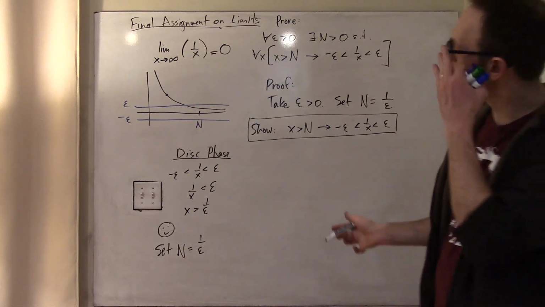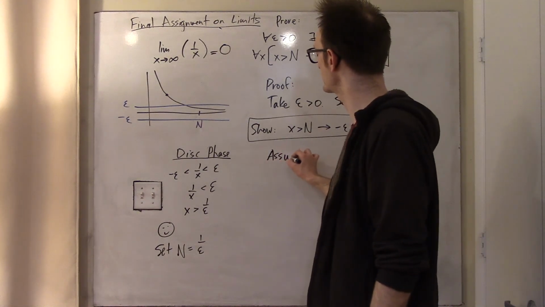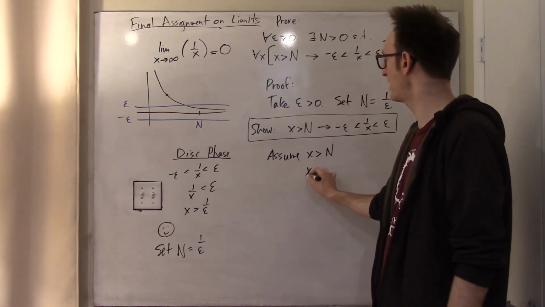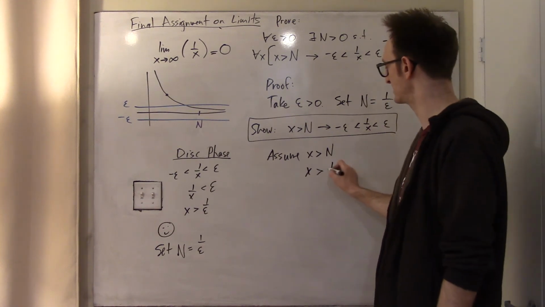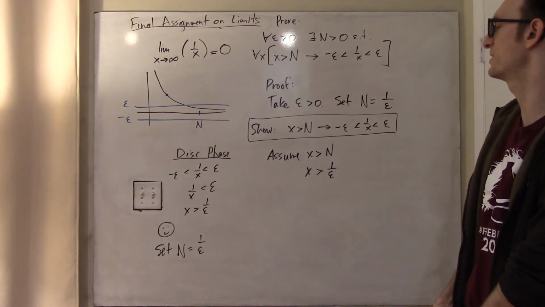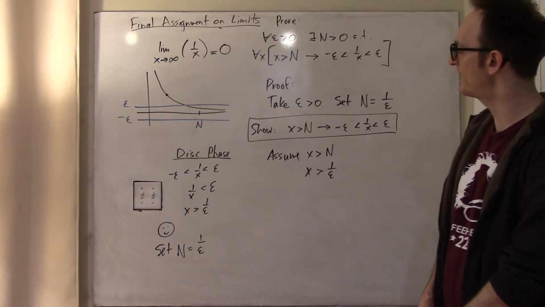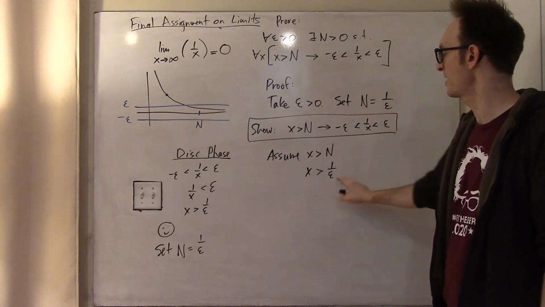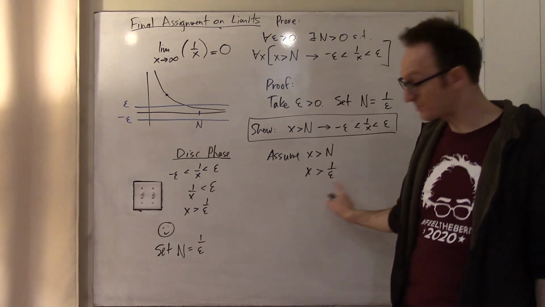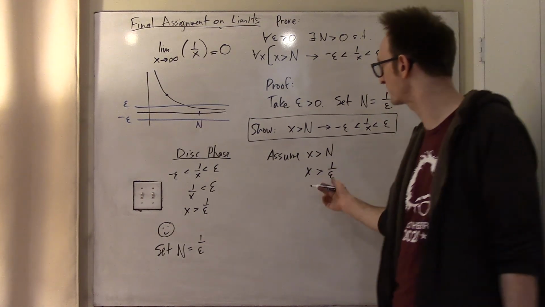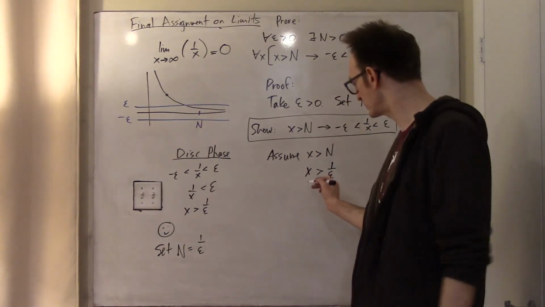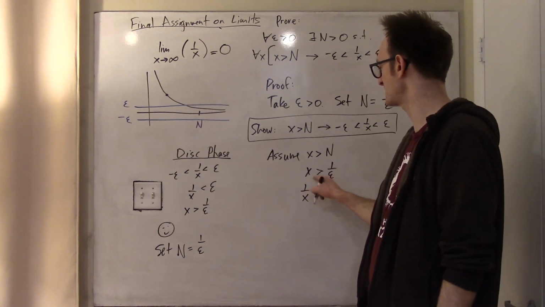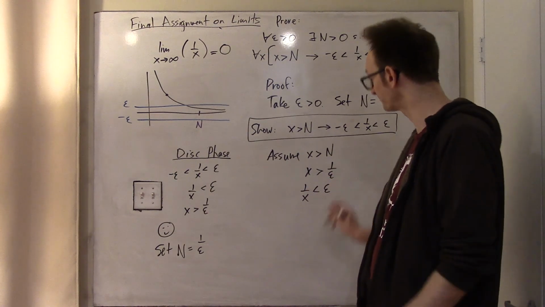Alright, how do I prove this conditional? I assume the antecedent. So let's assume that x is greater than big N. Well, big N I've set to be 1 over the challenge number. Epsilon is positive, so therefore 1 over epsilon is positive. X is bigger than this positive number, so x is also positive. So both of these are positive. Therefore, it's completely legitimate to reciprocate both sides. And if I reciprocate both sides, I flip the sign, so that becomes 1 over x is less than epsilon.